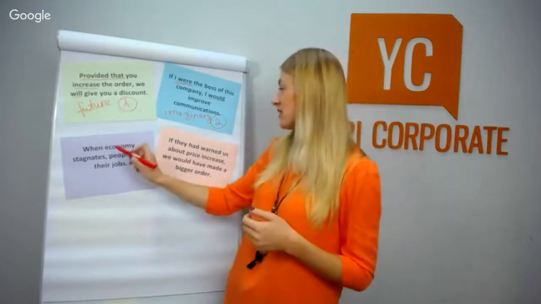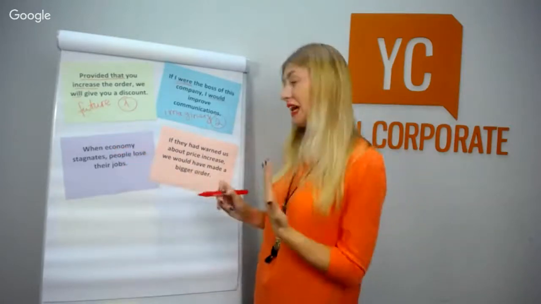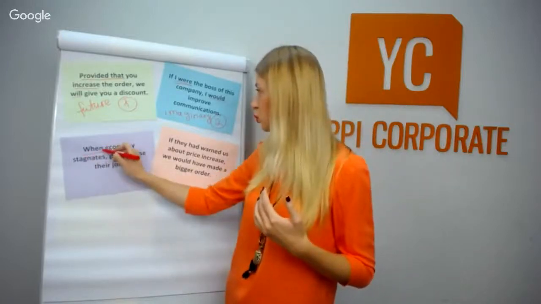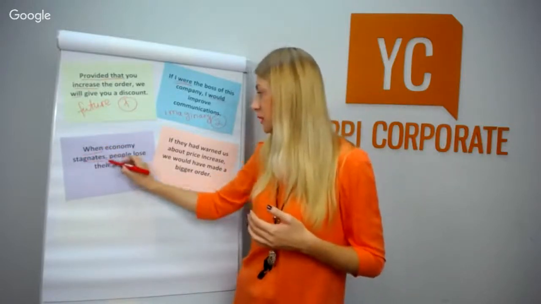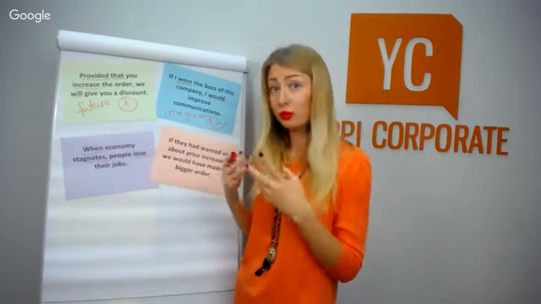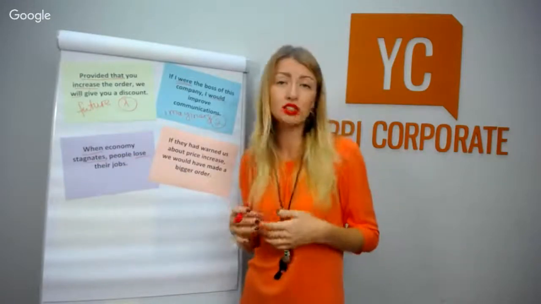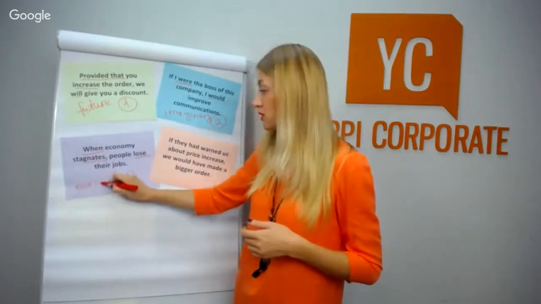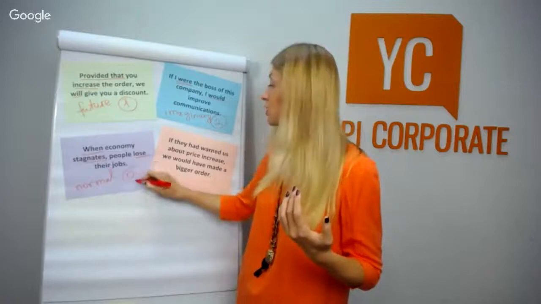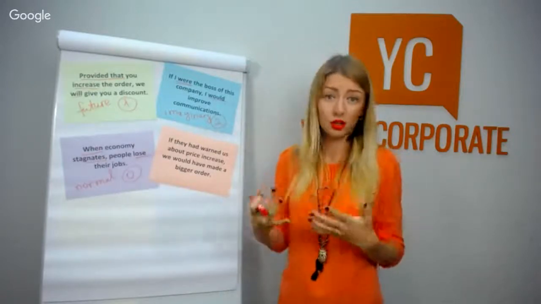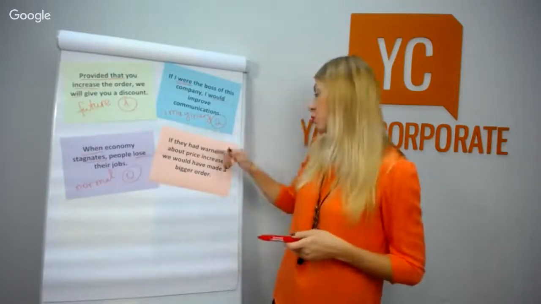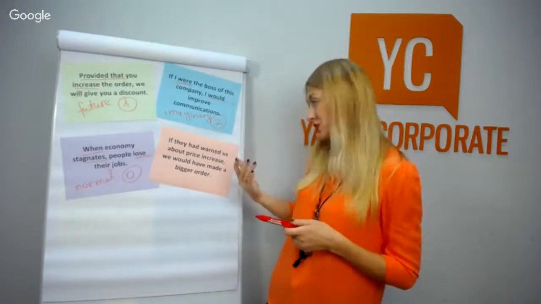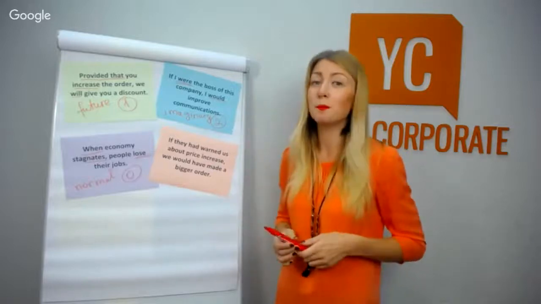All right. Next is: when economy stagnates, people lose their jobs. So also an alternative to if is when. Then you have present simple and present simple. So both present tenses are normally used in the 0 type of conditional. So this is 0 conditional about a normal situation. So what is normal or usual, right? What usually happens when economy stagnates. Okay?